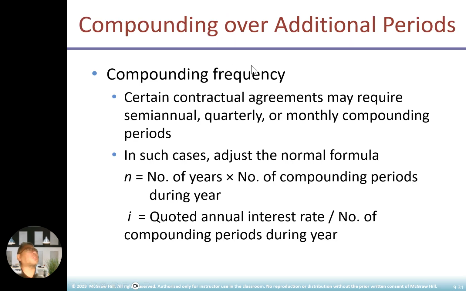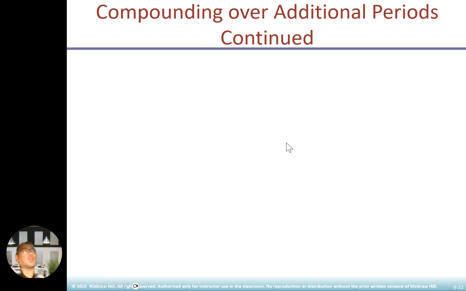Okay, the compounding frequency over the additional period. Compounding frequency is a certain contractual agreement that may require semi-annual, quarterly, or monthly compounding periods. In such cases, adjust the normal formula: n equals the number of years times the number of compounding periods during the year, and I is the quoted interest rate divided by the number of compounding periods during the year.